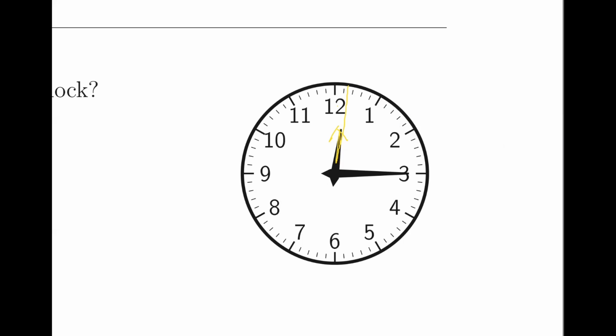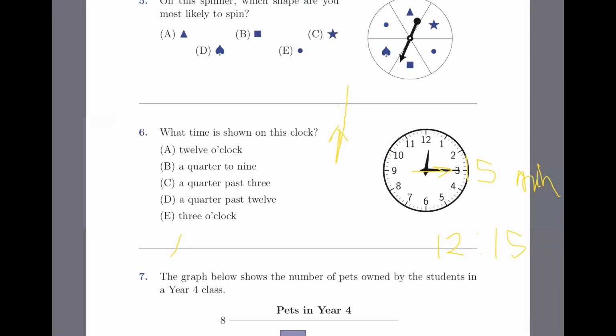And there are 5 minutes in between each of these bits. So over here we have 3. That's 15 minutes. And so it's 12:15. Let's see. Over here. So we have 12:15.